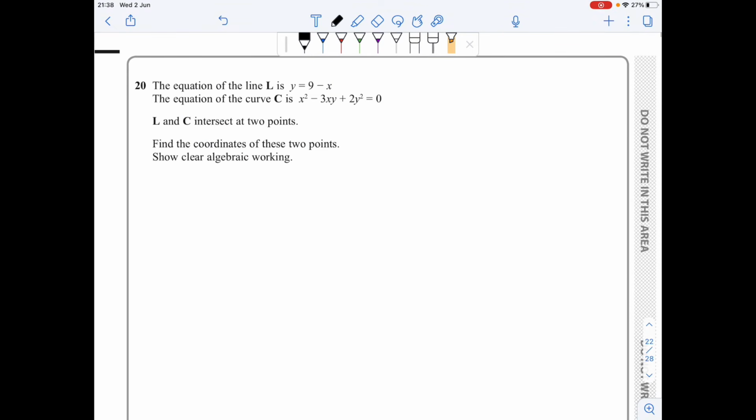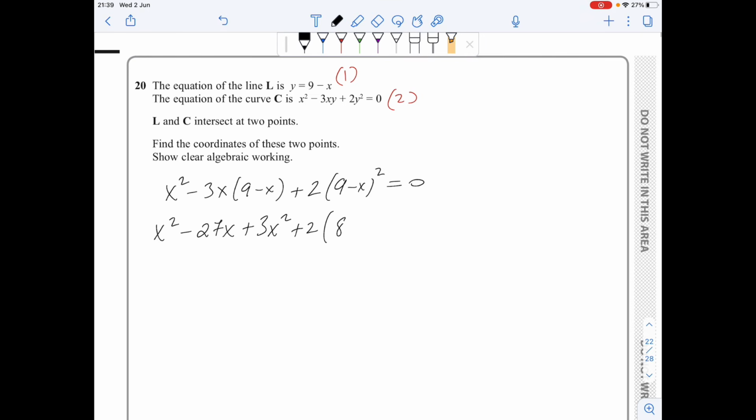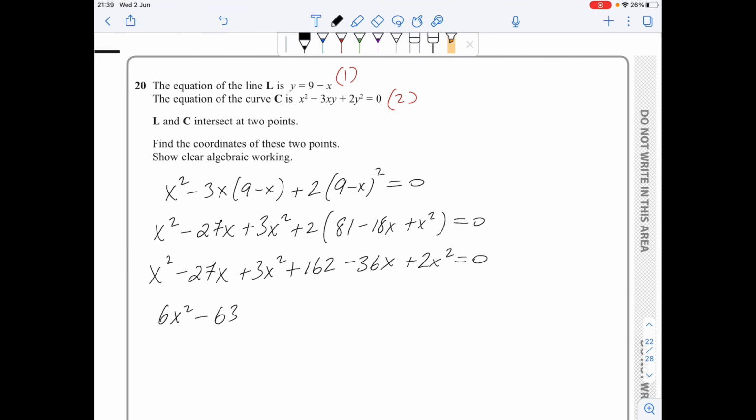In question 20, to find the points of intersection, I need to solve the two equations simultaneously. I will label them 1 and 2, and I will start by substituting equation 1 into equation 2. So x squared minus 3x times 9 minus x plus 2 times 9 minus x squared is equal to 0. So x squared minus 27x plus 3x squared plus 2 times 81 minus 18x plus x squared is equal to 0. So x squared minus 27x plus 3x squared plus 162 minus 36x plus 2x squared is equal to 0. So 6x squared minus 63x plus 162 is equal to 0.